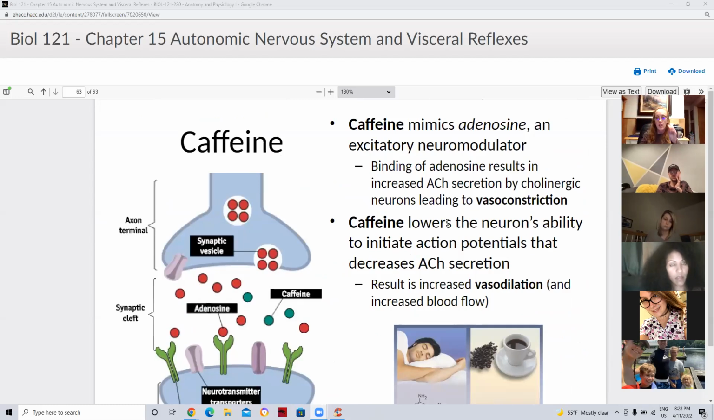Caffeine mimics adenosine, which is an excitatory neuromodulator. Most of us, a lot of us can say we're addicted to caffeine. Well, this is why. Because of binding of adenosine results in increased acetylcholine secretion, leading to vasoconstriction. So it's mimicking sympathetic nervous system constriction of your blood vessels.